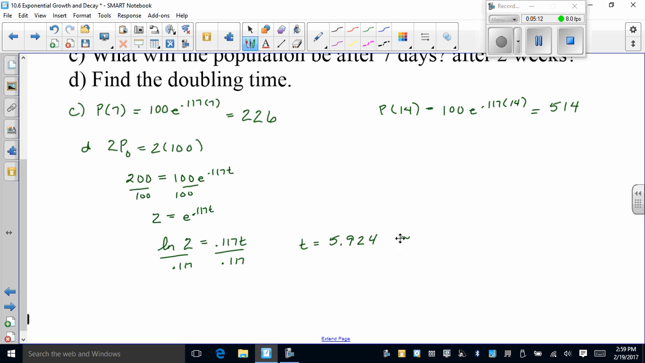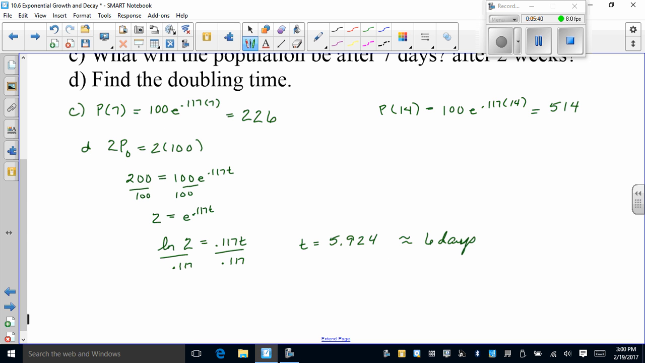That's how long it takes to double. And we knew it was going to be less than 7 because in 7 days we got 226. So not surprising that it was under 7. We should have known it was under 7. So if you did this and you got 13, then you did something wrong. So there you go on that one. With 100 rabbits starting, it's going to take less than a week to double the amount of rabbits you have.